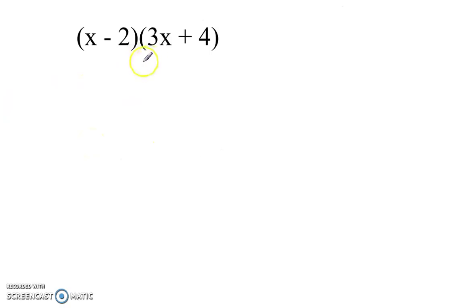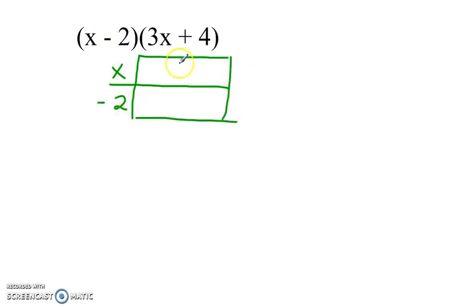Alright, we're going to do the same thing here. Make a box, write down x, put a line under that, and then negative 2. Very important that you bring down that negative also. Alright, x times 3x is 3x squared. X times 4 is 4x. Negative 2 times 3x is negative 6x, and negative 2 times 4 is negative 8.